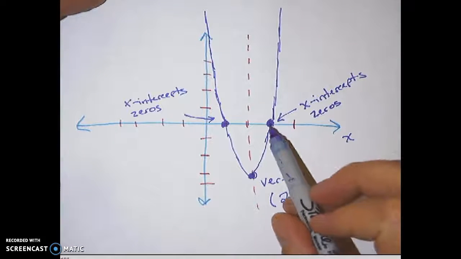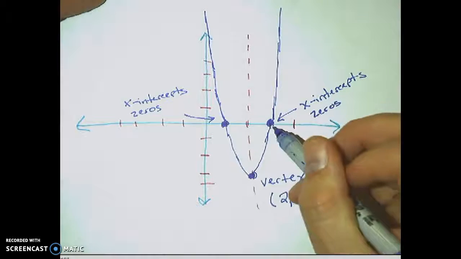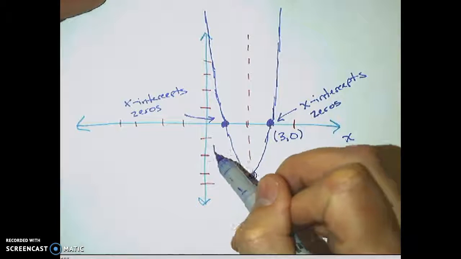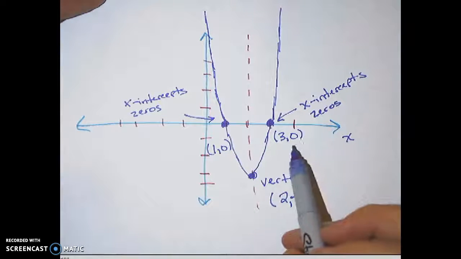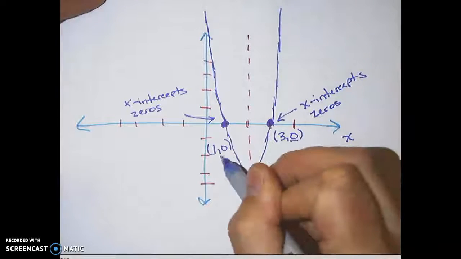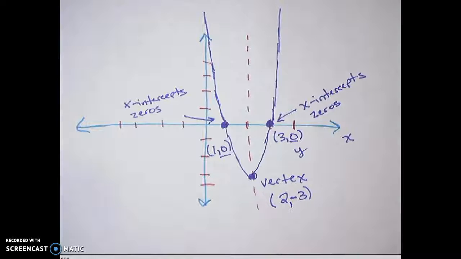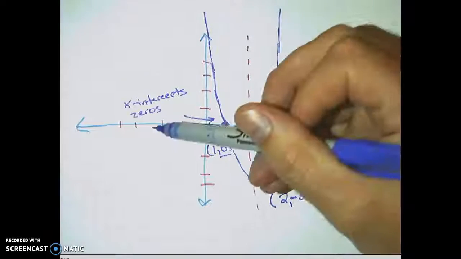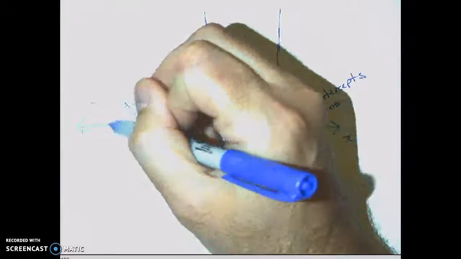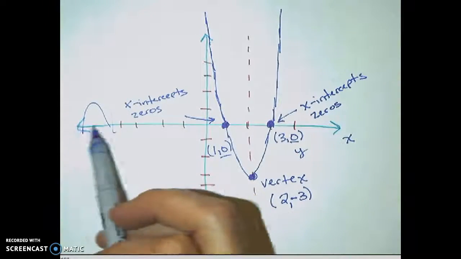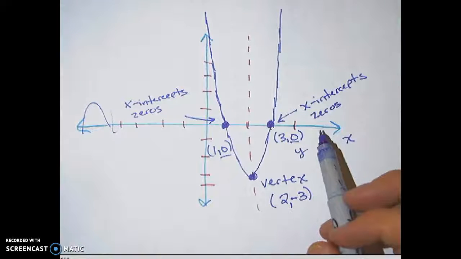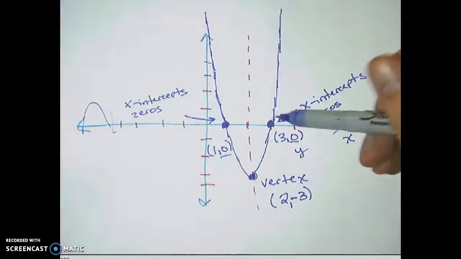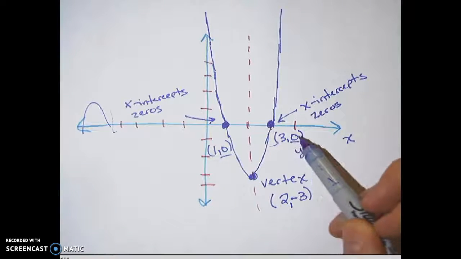And they call them zeros because these points, like this point is (3, 0), this point would be (1, 0). The y values here are always 0, and that's why they call them zeros. Where does your parabola hit the ground? If you think of a parabola going up and coming back down, where it hits the ground they call the zeros. And so if you ever see on a paper it says what are the zeros, they're asking for the x-intercepts, and the clue to find them is your y value is 0.